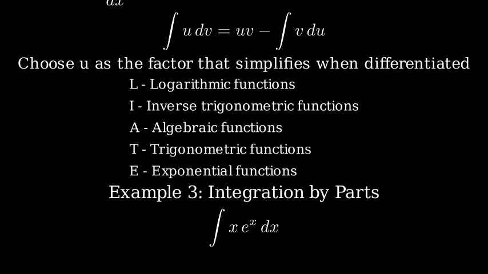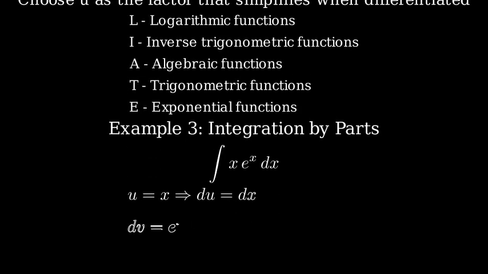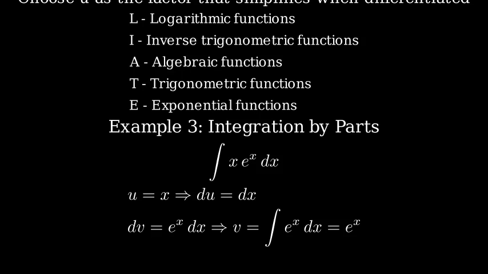Example 3. Compute the integral of x times e to the x dx. Step 1. We need to choose u and dv. Following our LIATE acronym, x is algebraic and e to the x is exponential, so x should be u. So we choose u equals x, which means du equals dx. And we choose dv equals e to the x dx, which means v equals e to the x.